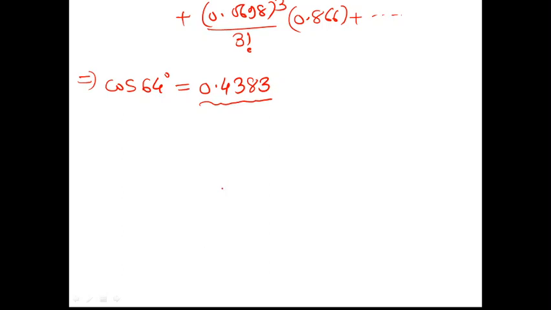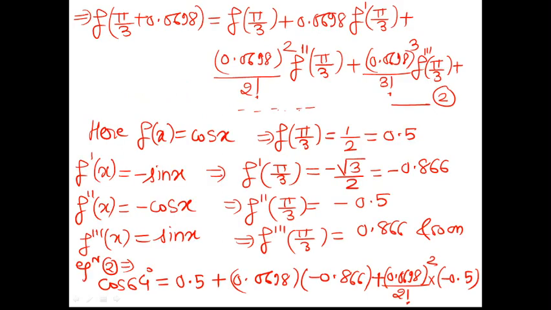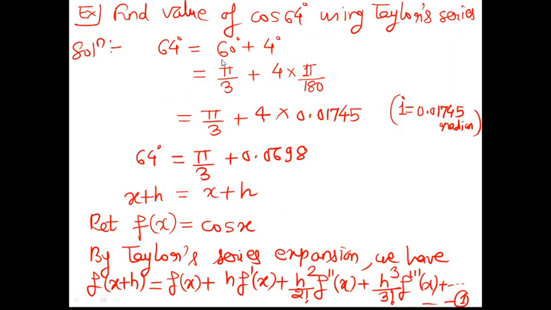If you wish, you can check this using a calculator. Just find out the value of cos 64 degree, you will get this answer. Okay, so in this way one can evaluate the values. So proper selection of x and h is required. As far as possible, if you know the value of that function at a certain angle, say here we know the cos of 60, so I have broken this 64 into 2 parts. One is 60 and the other is the remaining one, so 4 degree. Like this the problem can be done.